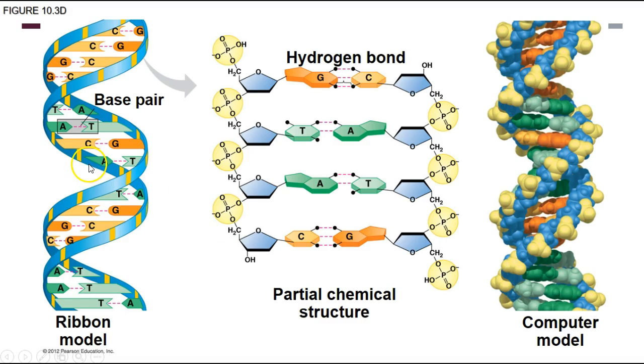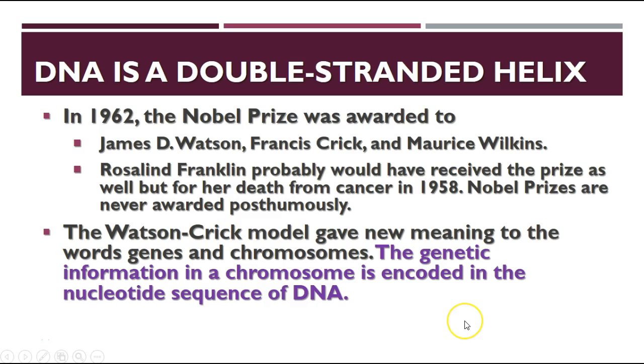And here's the basic diagram that shows you all the different ways you can look at DNA. This one is called a ribbon model, and the backbone is a ribbon of alternating colors with sugars and phosphates, with the base pairs forming the rungs of the ladder. This one is a partial chemical structure showing you the arrangement of the atoms and the molecules together. It shows the hydrogen bonds between them. And then finally a computer model that shows the space-filling structure.